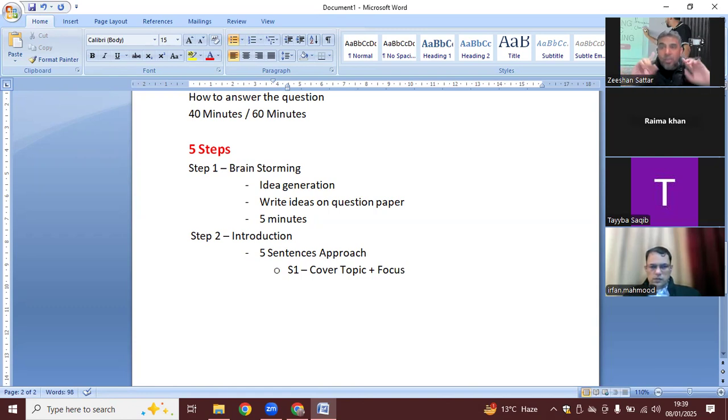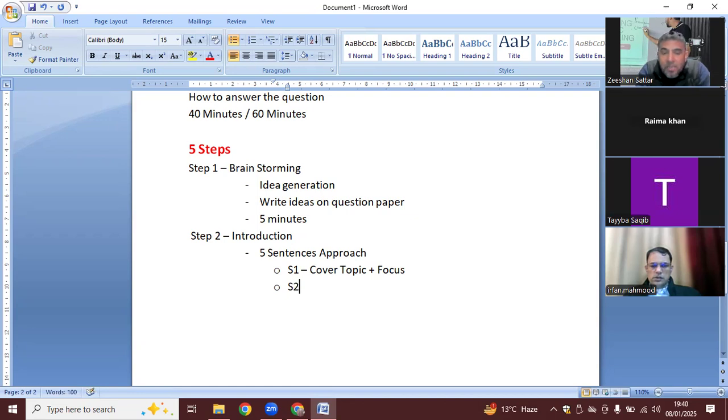The first sentence should cover the topic and focus so that the examiner can come to know that students are well aware of what they are going to write. Some teachers say it is a thesis sentence. Some people say it is a core sentence. Some people say it is an X sentence, a Y sentence. What I'm saying is, sentence 1 should cover your topic and the focus. This sentence should reflect that you have well understood the topic. पता लगना चाहिए एग्जामिनर को कि आपको समझ आ गया टॉपिक क्या है.